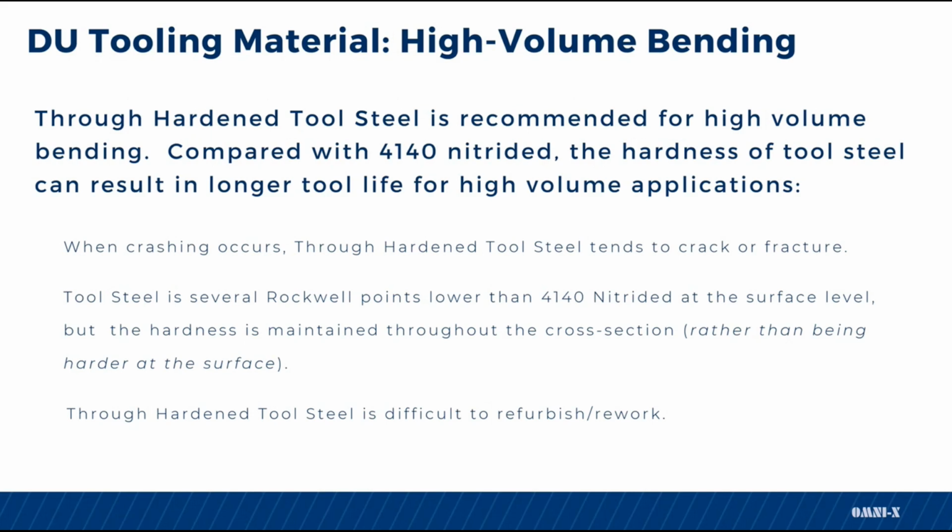Through hardened tool steel is recommended for durable tooling for high volume bending. Through hardened tool steel will result in longer tooling life for high volume applications compared with 4140 nitrided material, provided that the dies are not crashed or dropped. Through hardened tool steel maintains its hardness throughout the cross section of the die rather than only being harder at the surface.